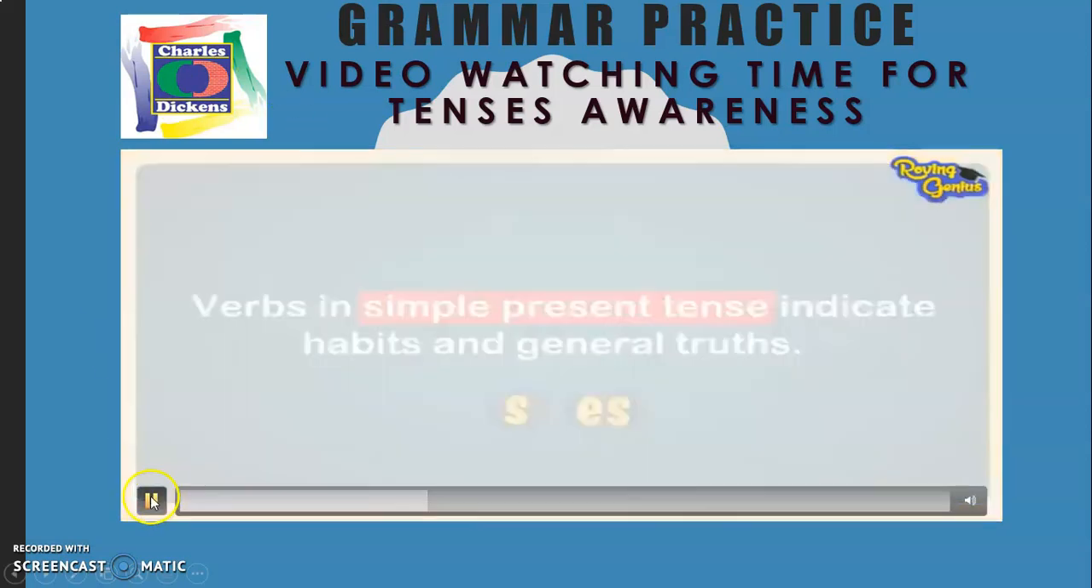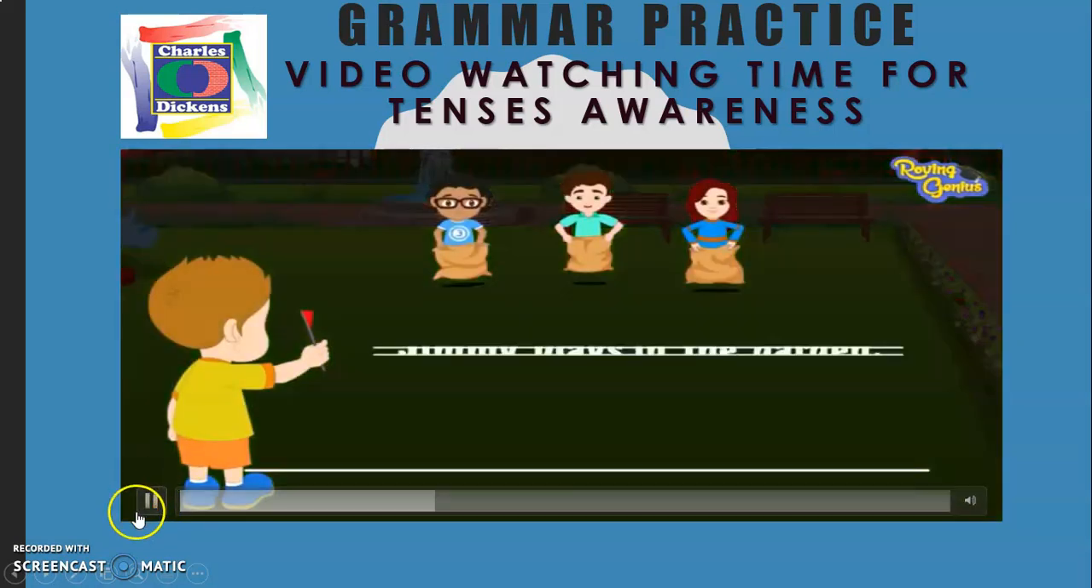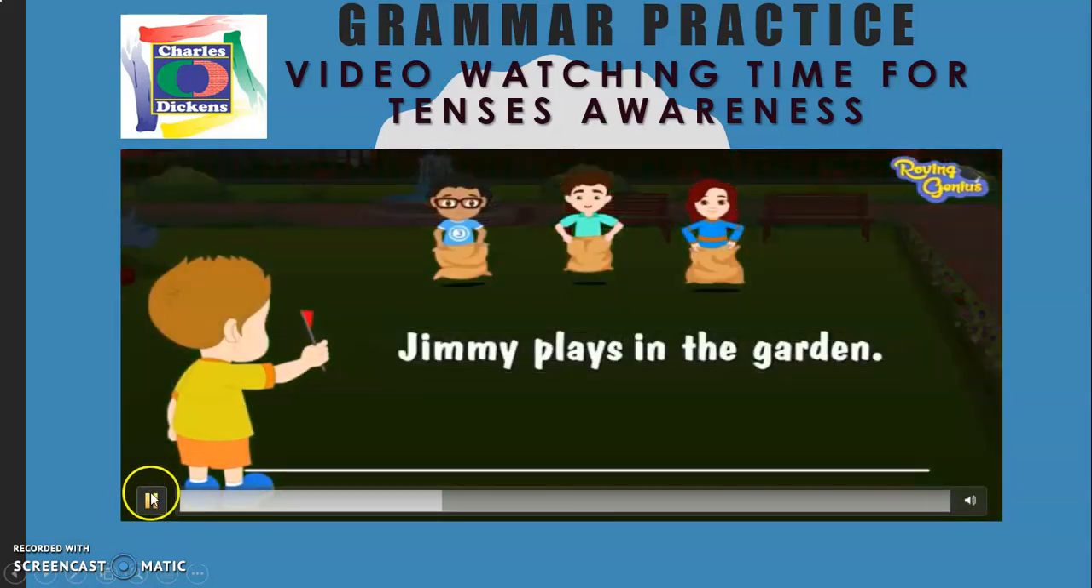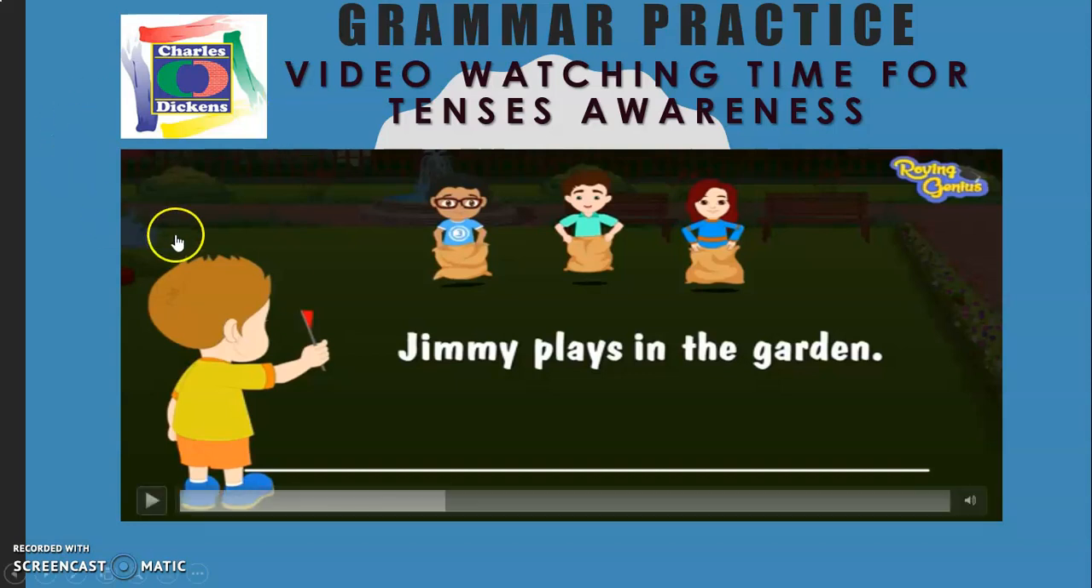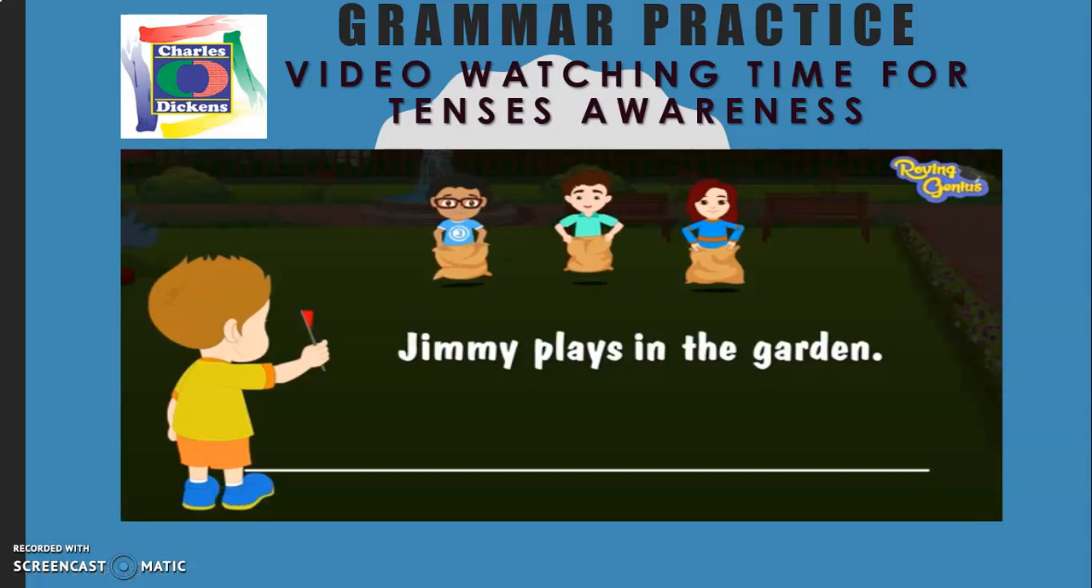For example, Jimmy plays in the garden. Bear in mind, and this is something that we study in verbs conjugation, anytime that we're dealing with third person, that is to say he, she, and it, we need to use in general S, like Jimmy plays in the garden. In this sentence, the verb plays indicates an action in present which is going on.